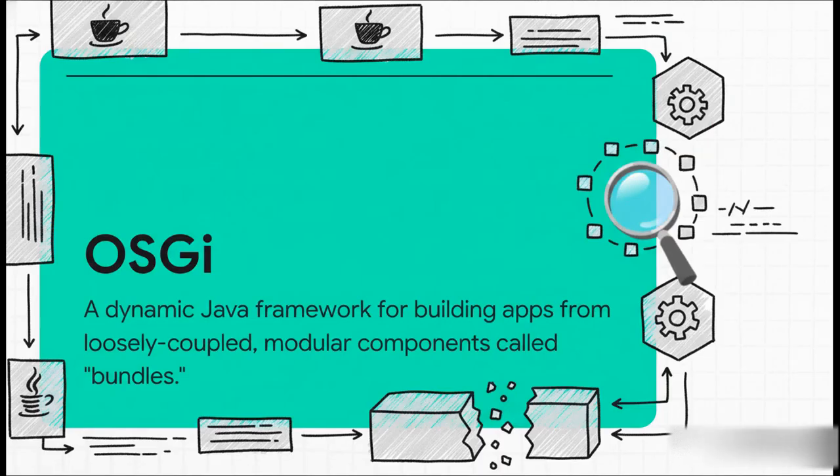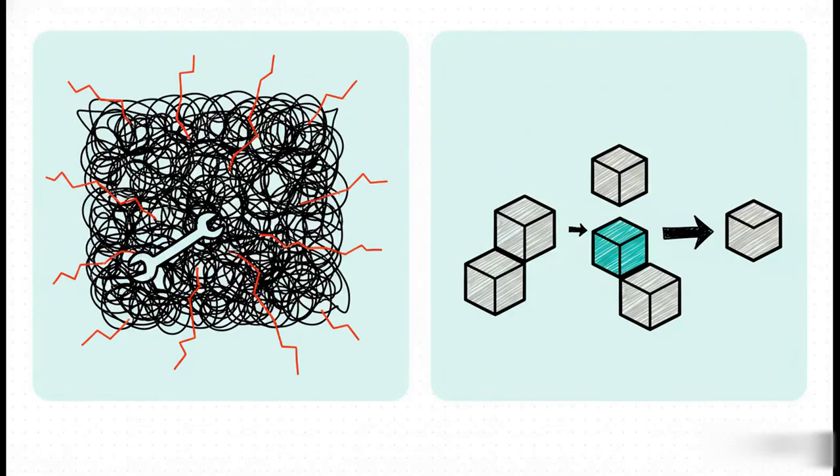Well, that exact problem is what OSGi was designed to destroy. At its core, it's a dynamic Java framework, and it lets you build your apps from a whole bunch of small, independent, loosely coupled modules that we call bundles. No more giant single block of code. Just look at the difference here. On the left, you've got that classic monolithic tangle, where everything is connected to everything else. On the right, that's the OSGi way.